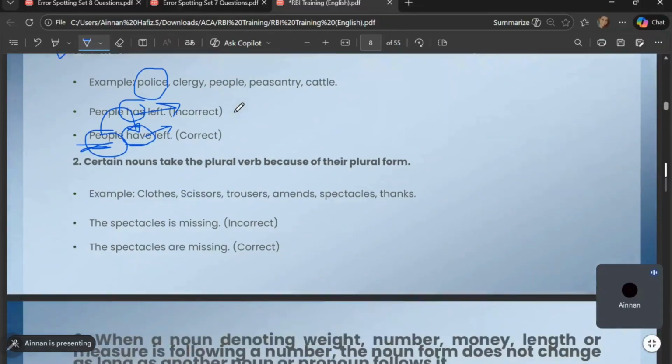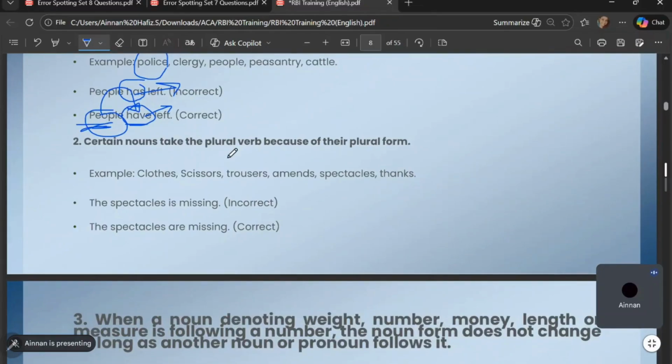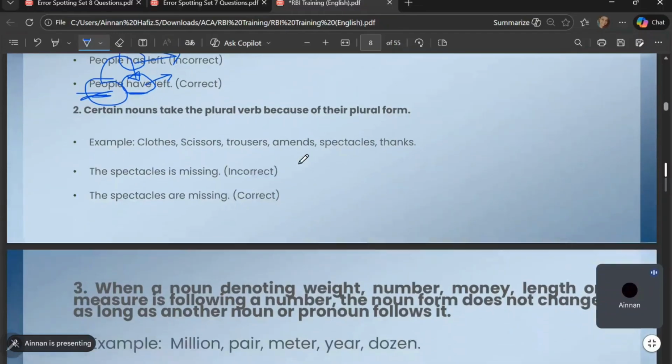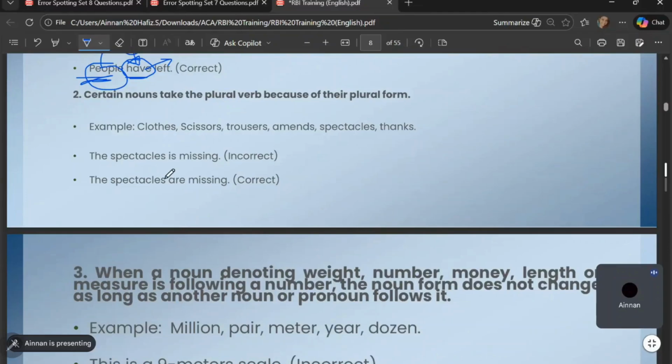Next, moving on to the second one. Certain nouns take plural verb because of their plural form. Now, when I say spectacles, the glasses that I wear to view something, I say spectacles, which means one, but it has s with it. So generally, when we add s to a word, it means plural.